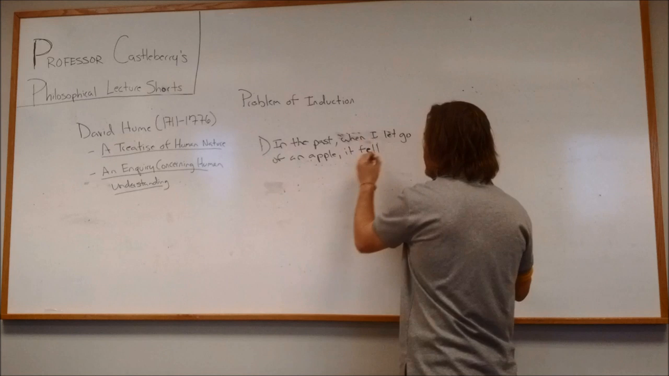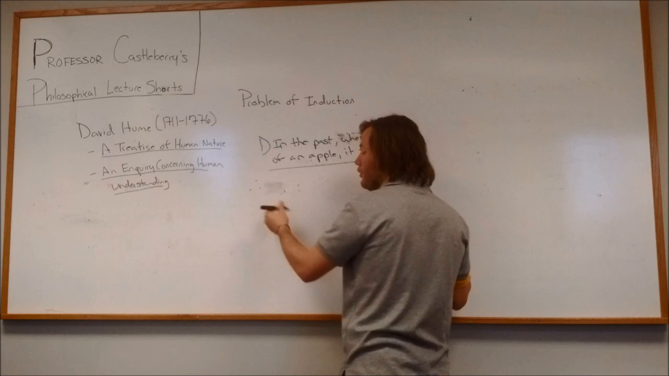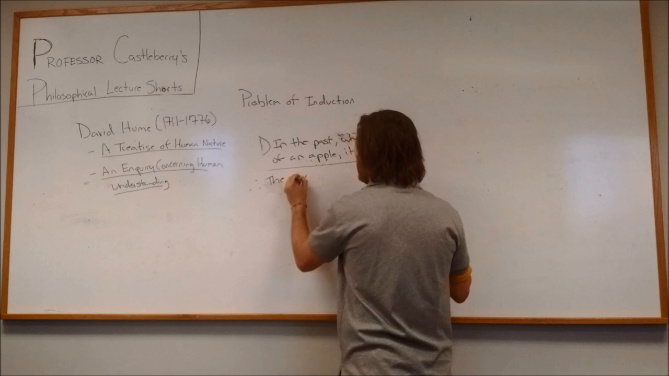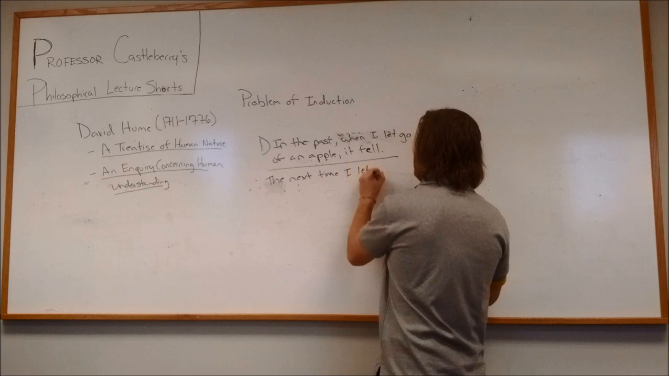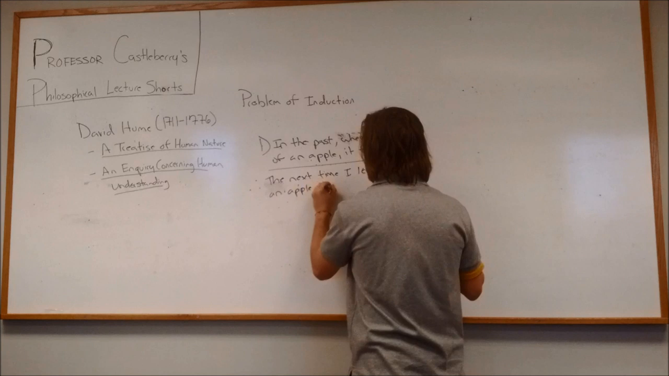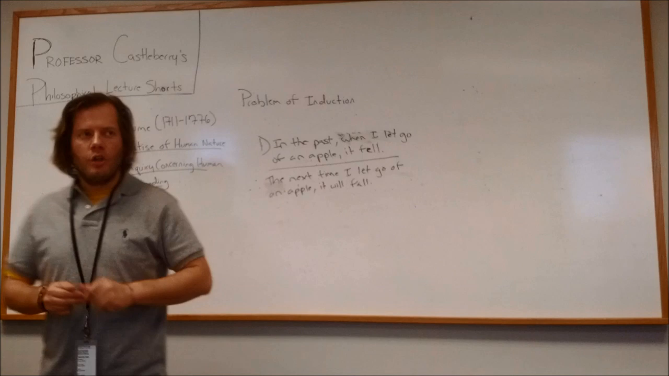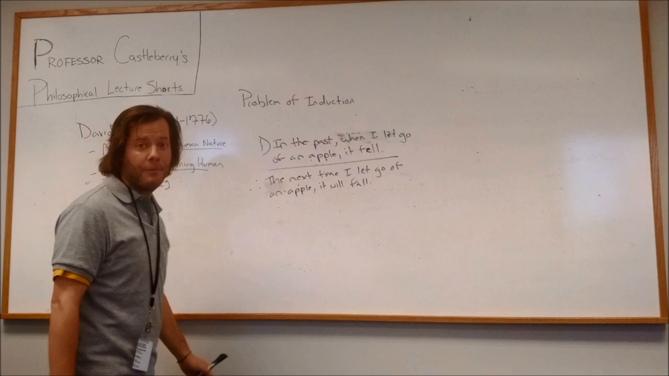And then I say in the future, or I'm saying about something I haven't observed, which in this case is the future. It could be the past if I haven't observed it. The next time I let go of an apple, it will fall. Okay? And let's say, if we've been in stats class, we have a lot of sample sizes. I've dropped a lot of apples. Every time it fell. So the next time I assume, even though I haven't done it yet, when I drop it, it's going to fall.